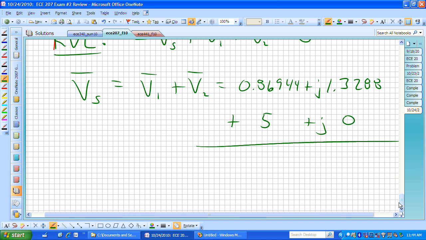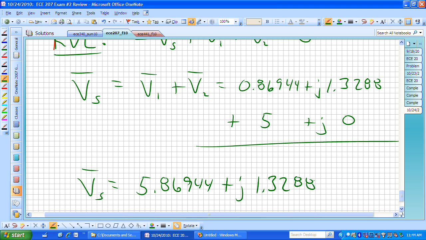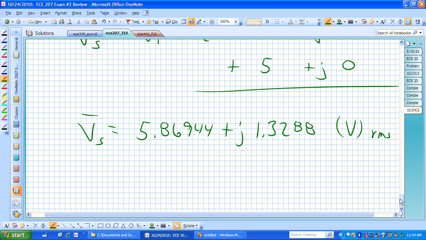We add up vectorially, or we add the real parts and the imaginary parts to obtain V sub S, which is now 5.86944 plus J 1.3288. That's now our RMS voltage for the voltage source.